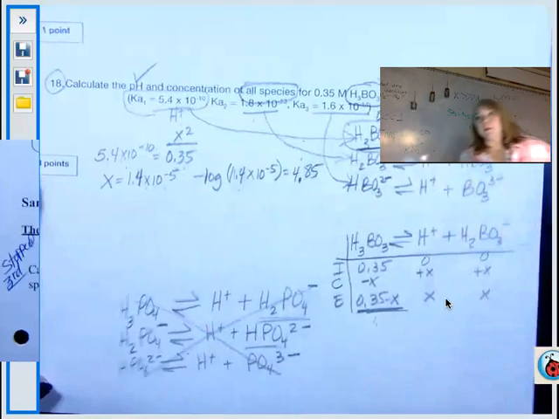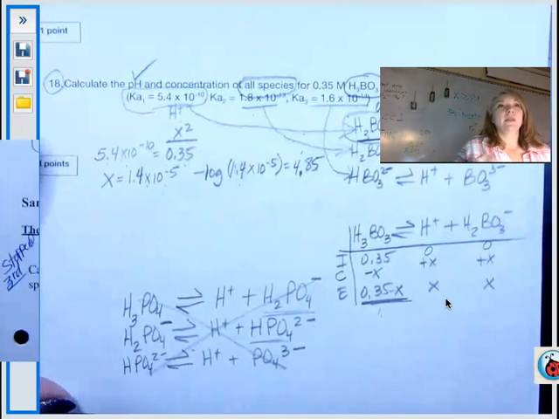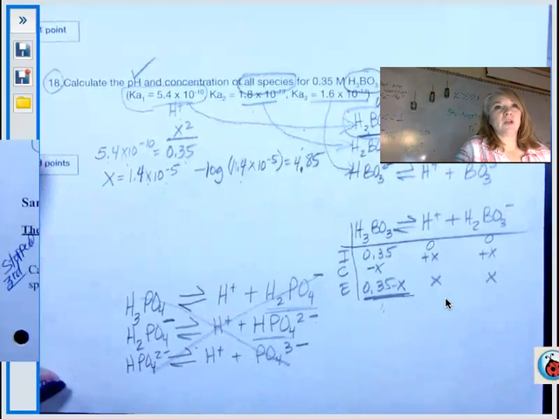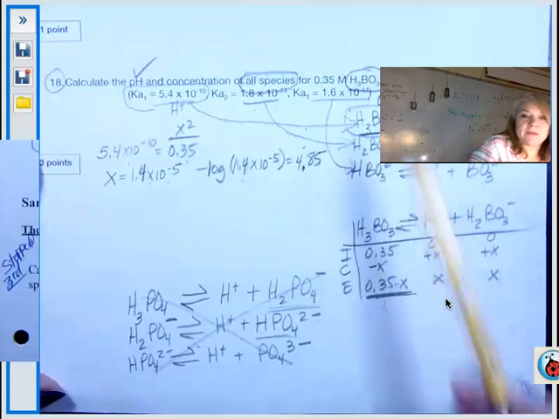That doesn't always happen. That's why we do have to subtract x, because we saw in the previous problem that it made a big difference. It was 5 originally and it ended up being 4.81. Okay, so now go ahead. I just put 0.35 above that one, yeah.